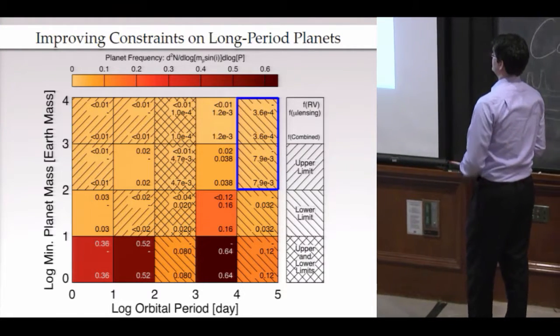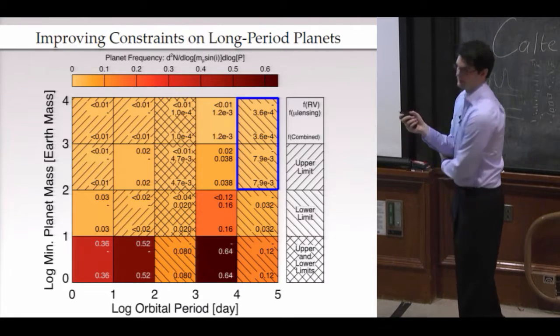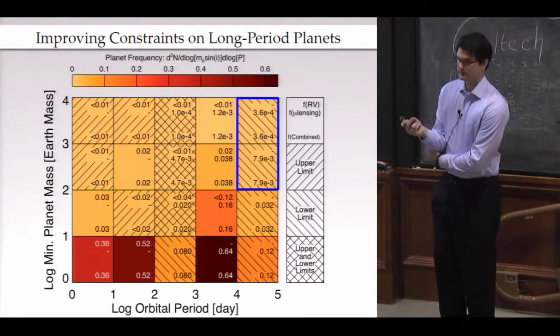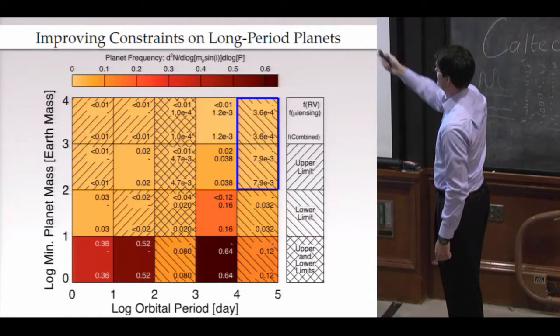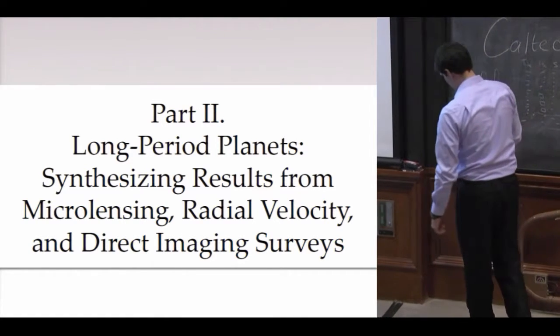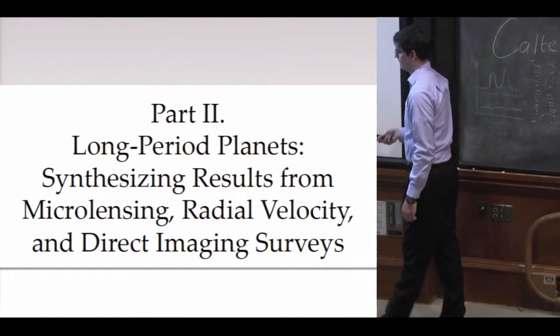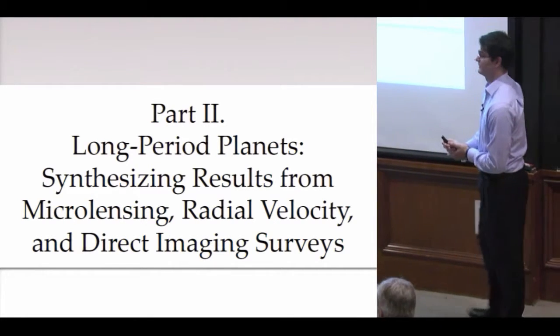Now we can do better than that, and specifically we can improve our constraints on massive long-period planetary companions to M dwarfs by including results from direct imaging surveys. The idea here is to improve our constraints in this upper right region of this plot. And that moves me to the next part of my talk, doing a joint analysis of results from microlensing, RV, and direct imaging surveys.